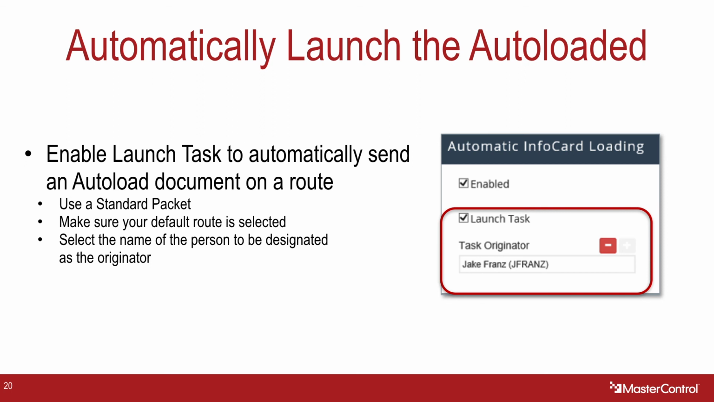You want to make sure you use a standard packet, make sure your default route is selected for that, and then the name of the person as the originator. So if you have originator in the route, it will know who to go to. Okay.